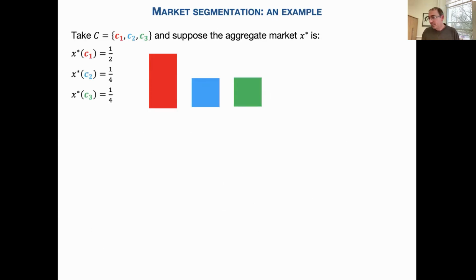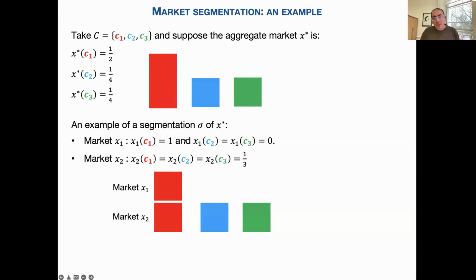Suppose that we start with three types of consumer: red, blue, and green. The characteristic is color: red, blue, and green. And we know that half of the consumers are red, a quarter are blue, and a quarter are green. So this is the market. This is the distribution of characteristics. Now, what is a possible market segmentation?